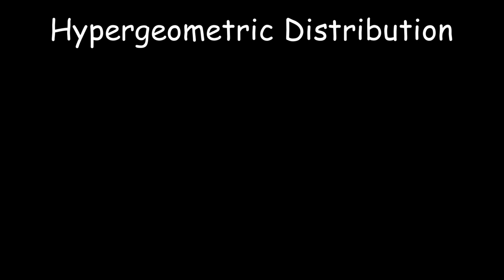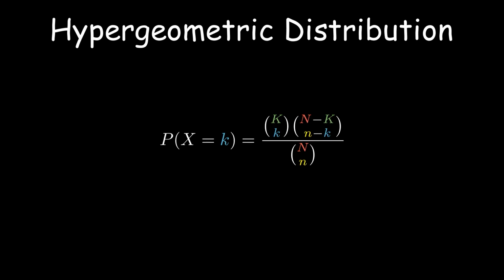Mathematically, the probability mass function of the hypergeometric distribution is defined as follows. Here, capital N represents the population size. This is basically the total number of elements in the sample space. Capital K represents the number of success states in the population. This means the total number of elements in the sample space that are considered as success when sampling.